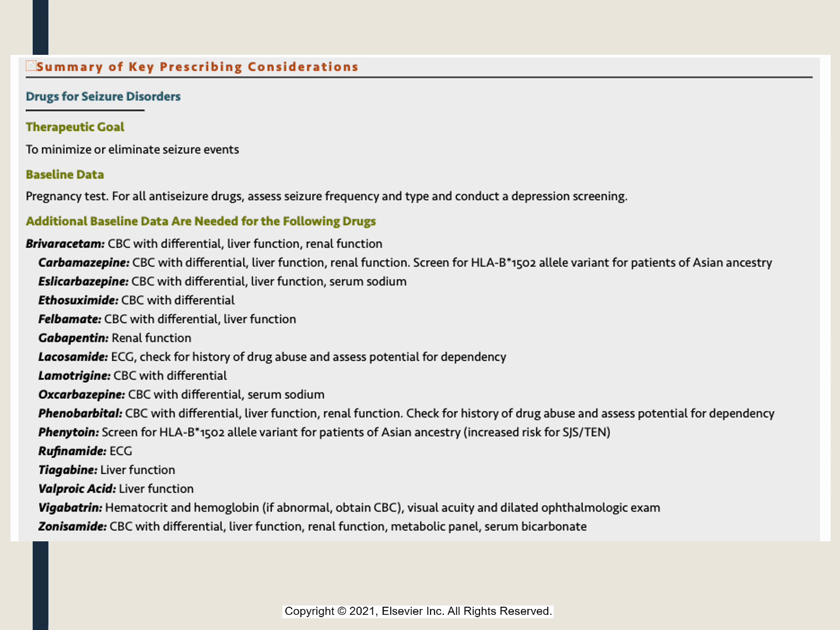And then here is some additional baseline information. For most of these drugs, you do want to check a liver and renal panel and a CBC. And then for those that do have a risk for Stevens-Johnson syndrome or TEN, if they're of Asian ancestry, or if they carry the HLA-B 1502 allele variant, then they may be at higher risk for the symptoms of DRESS syndrome.